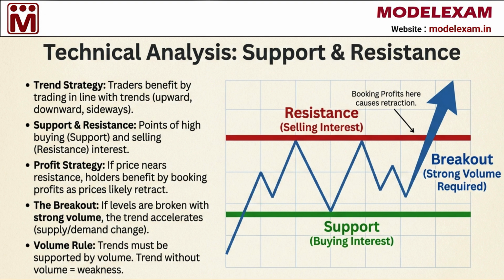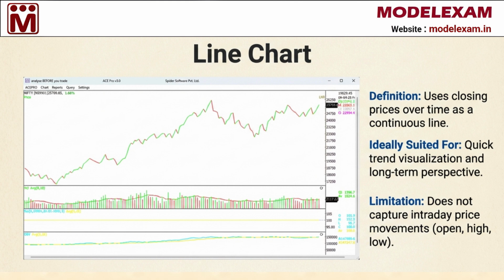If the price gets near resistance, holders often book profits because they expect the price to retract. However, if these levels are broken with strong volume, it is called a breakout. This indicates that the trend has accelerated. Remember the volume rule here. A trend must be supported by volume. A trend without volume is considered weak and might reverse. Technical analysts use different types of charts to visualize this data.